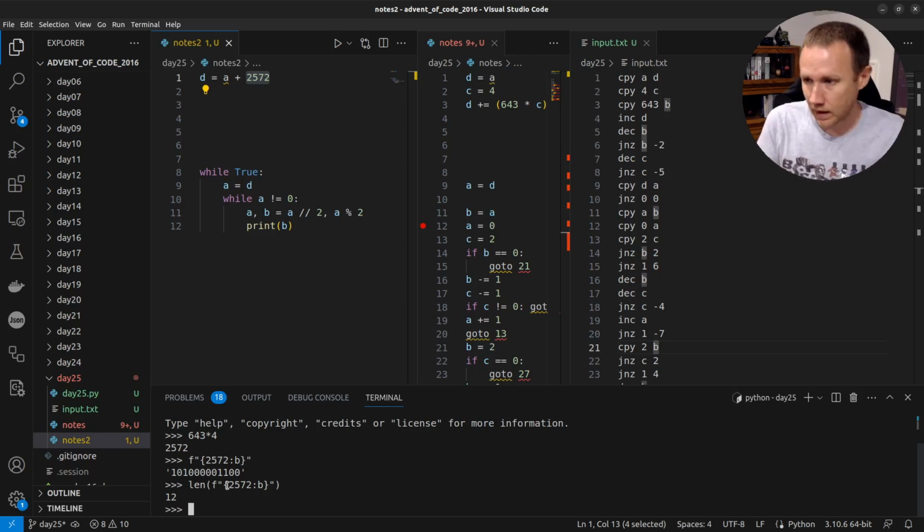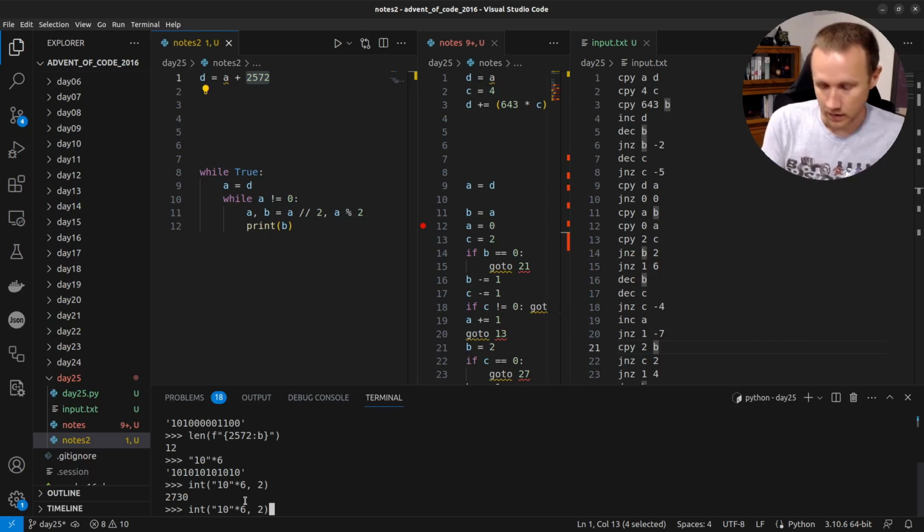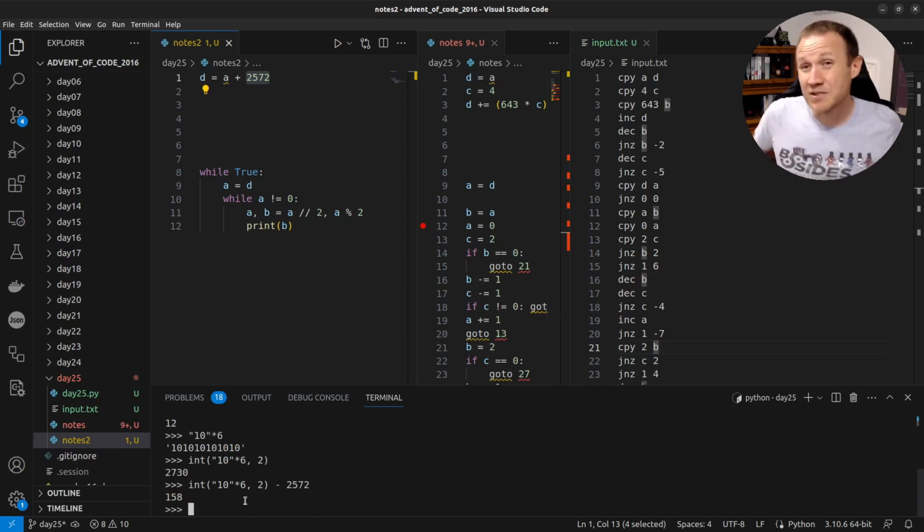And so we can say, what is 10 times 6? That's our number right there. That's our 12 bits of 10101. And so we can say int comma 2 of that. And our answer is 2730 minus, we'll subtract off the 2572. And our answer is 158. In fact, we can go solve right now and get that answer. I'm going to hold off on that for a second because I'm going to actually do the programming as well. We'll see if we can verify it.